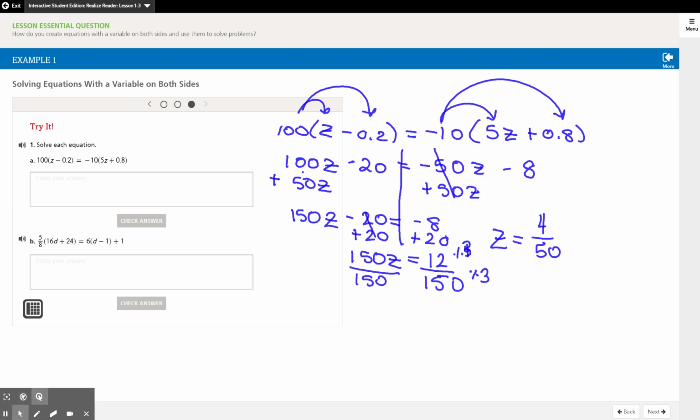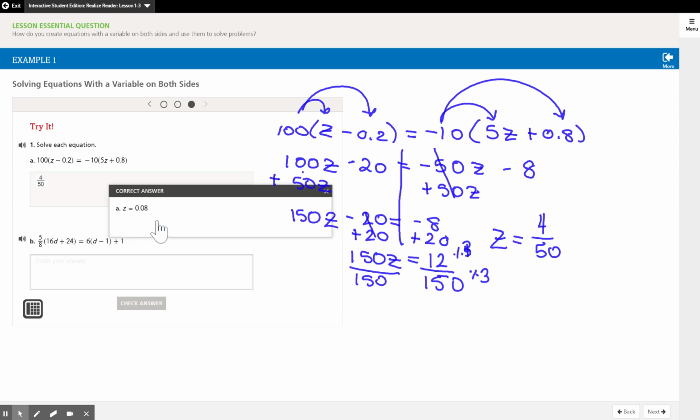Let's check to see if we are correct. 4 divided by 50. Check the answer. They said z is 0.08. So if you give it as a fraction, let's see if 4 over 50 produces 0.08, which it does. So I will mark it right if you give it a fraction or a decimal, totally fine. So 4 over 50 would be accurate.